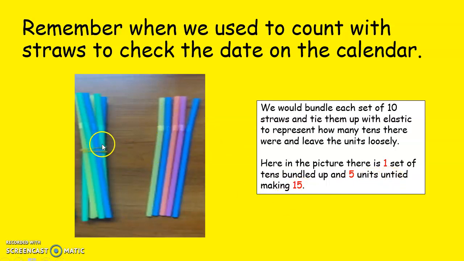So we know this is 10. We don't need to start counting from 1 because we already know it's 10. So we've got 10, 11, 12, 13, 14, 15, making 15. And it's exactly the same as when we decompose or compose numbers. We always know how many tens, and then we always know loosely how many units there are.